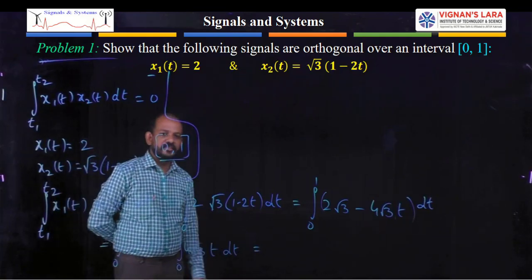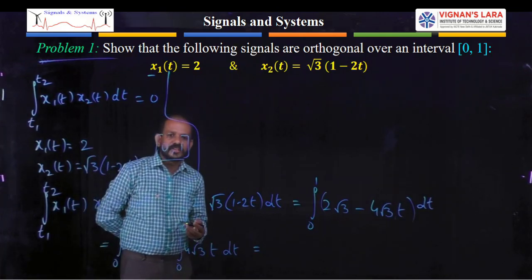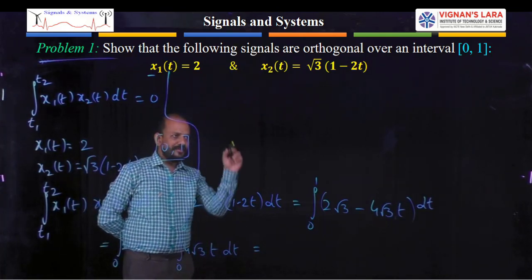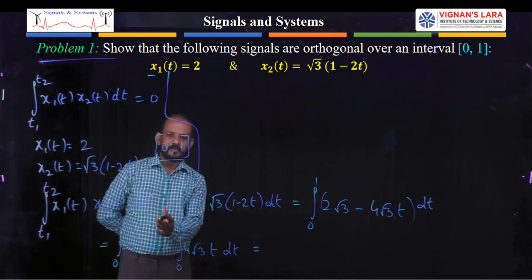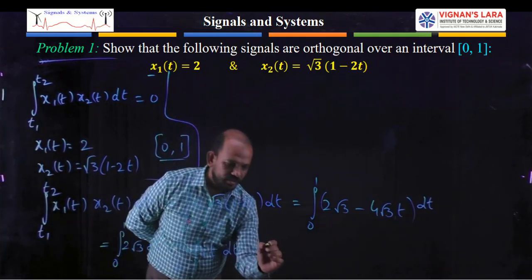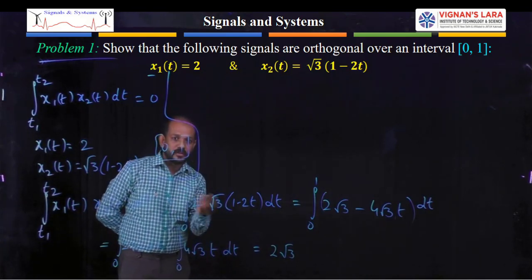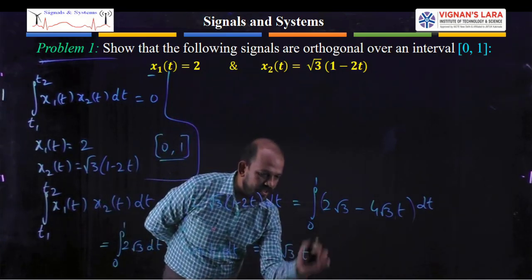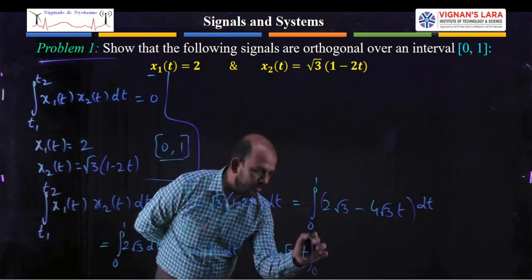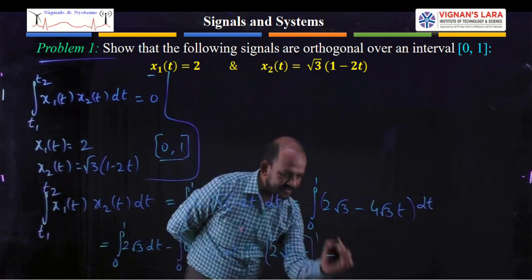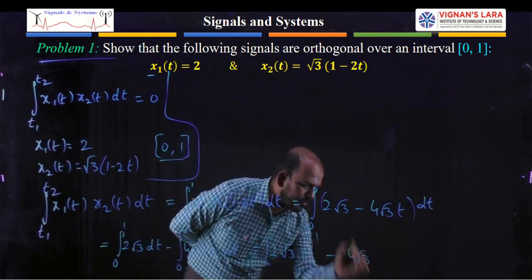Integration of constant with respect to t. 2 root 3 is a constant value. So, what was integral of dt? It is nothing but t. So, we can put a constant outside. So, the constant 2 root 3 into integral of dt, nothing but t, and the limits are 0 to 1. So, this will be t from 0 to 1 minus 4 root 3, which is a constant.